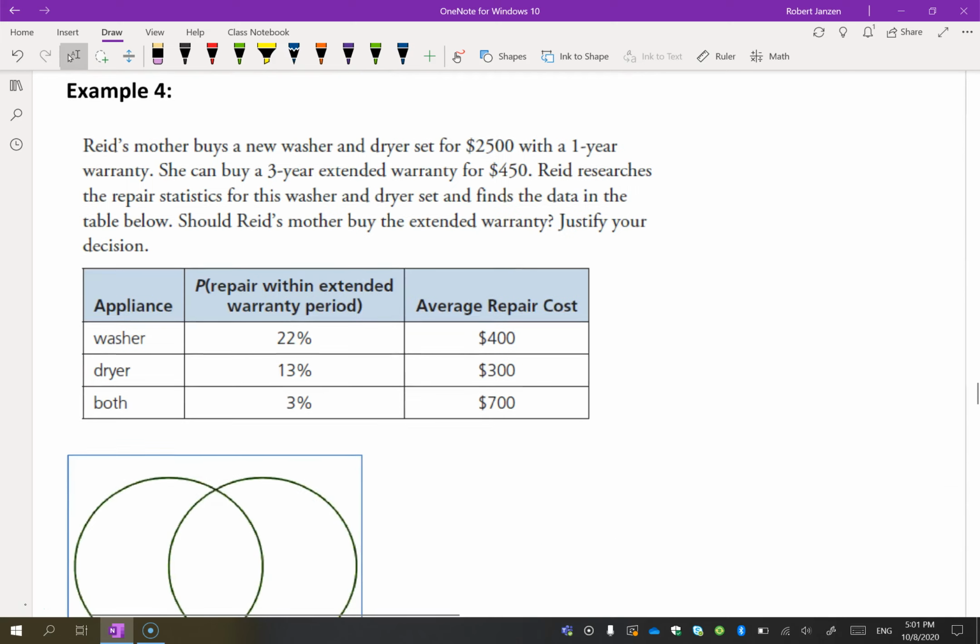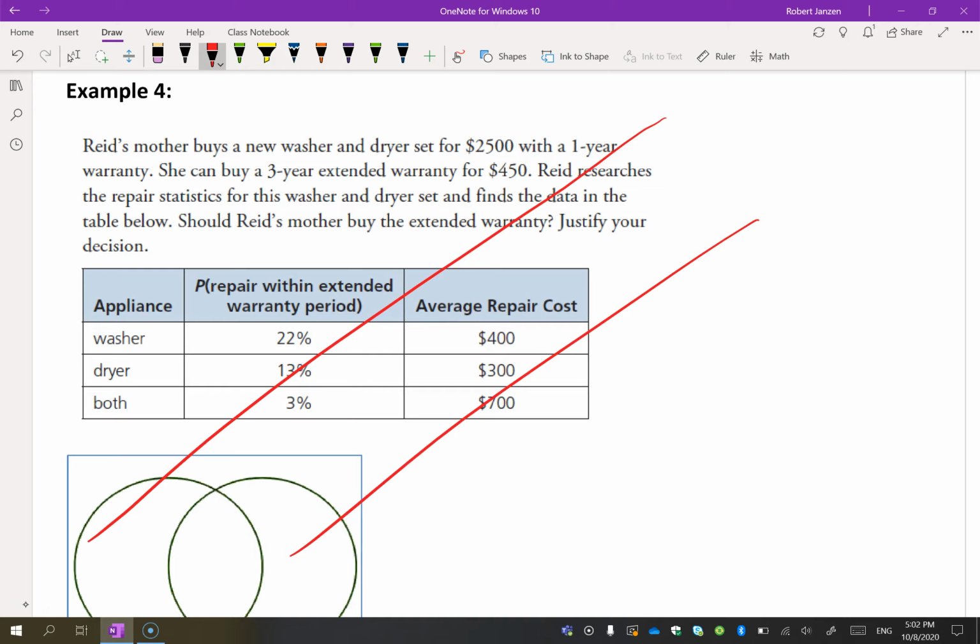All right, next example. I think we'll skip this example. I don't think you need to know how to do it. You can try it on your own if you really want to, but I think we'll go on to example 5.